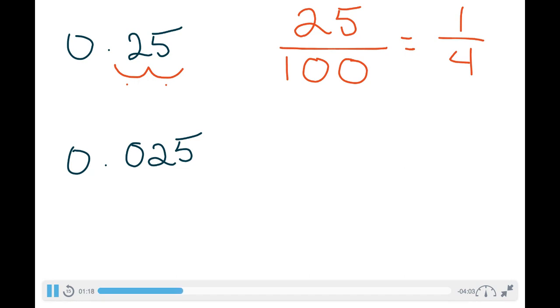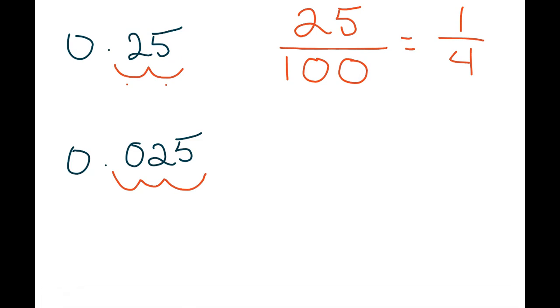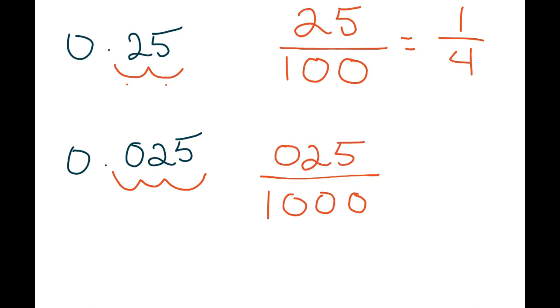If I wanted to follow the same method for the decimal right underneath that, it has 1, 2, 3 spaces after the decimal that are filled up. So that means that I'm going to have 1, 2, 3 zeros on my denominator. I'm going to copy the numbers in my decimal into my numerator, and it's going to look exactly the same. I have a 0, I have a 2, and I have a 5. And then on my denominator, I have over 1,000. I know that it's out of 1,000s because this is my tenths place, my hundredths place, and my thousandths place.